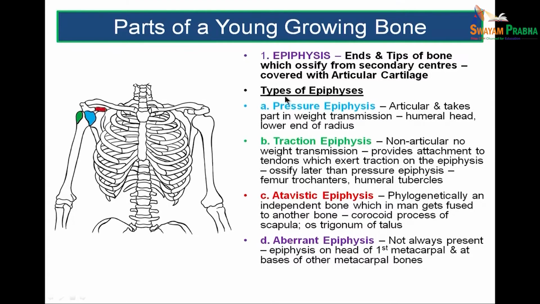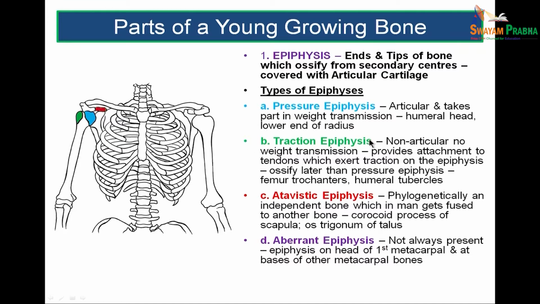Parts of a young growing bone. The epiphysis is the end of a long bone which could develop in different ways. Types of epiphysis are divided into pressure epiphysis, traction epiphysis and atavistic epiphysis. Let's look at details with examples of these three types of epiphysis. Pressure epiphysis is usually articular and takes part in weight transmission, like the humeral head. So, the one that you see here, the head of the humerus in blue, is a pressure epiphysis.